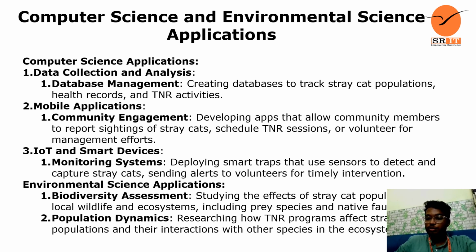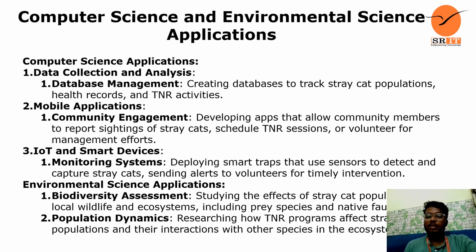Deploying smart traps that use sensors to detect and capture stray cats, sending alerts to volunteers for timely intervention. So there's also an application in computer science, that is the development of smart devices based on sensor technology. Sensor technology usually makes it easier for people to catch these stray cats and control their population.